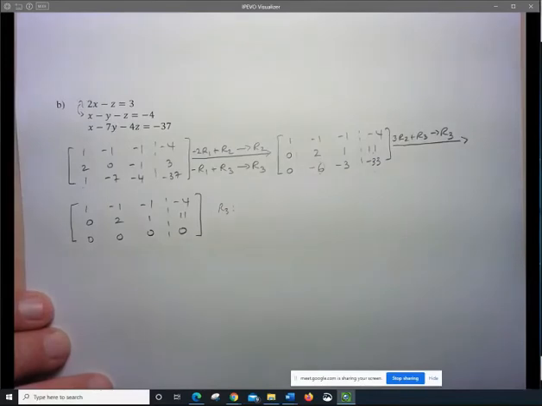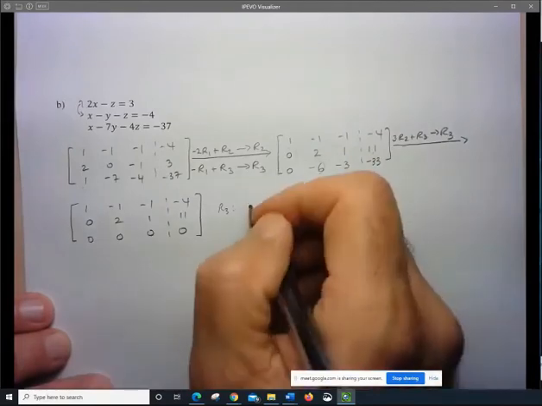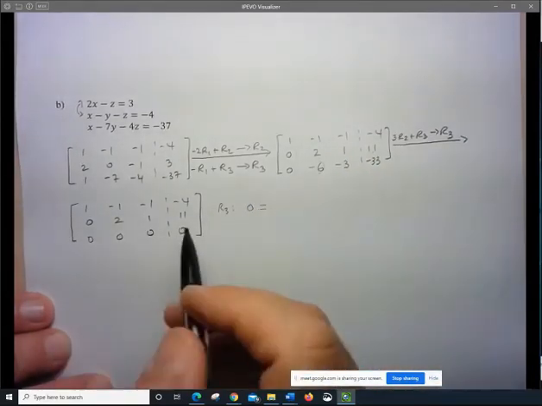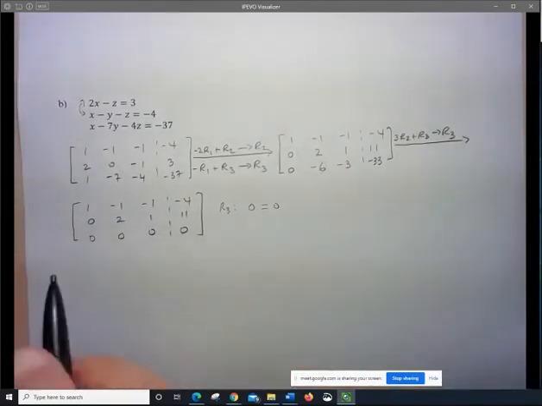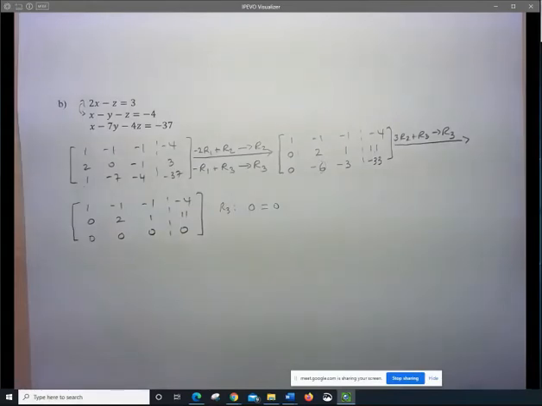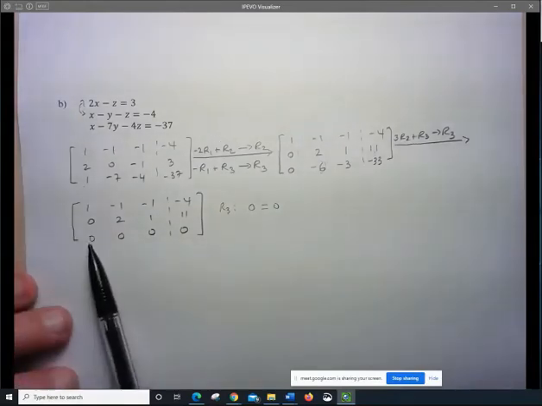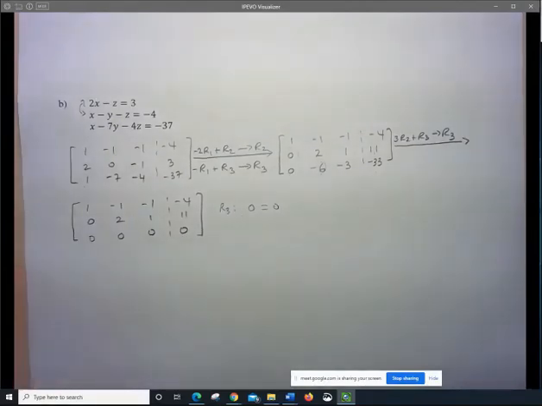I'm not sure that it tells me that, because row 3 seems to tell me 0x plus 0y plus 0z, which is 0, is equal to 0. When is 0 equal to 0? Always. So remember that when we get something that's a true statement, the implication is that there are infinitely many solutions. What do you think we would have seen if it meant there were no solutions? A contradiction. Yeah, I probably would have had 0, 0, 0, 7, and then I would have had that 0 is equal to 7. And then that would have told me that there were no solutions.